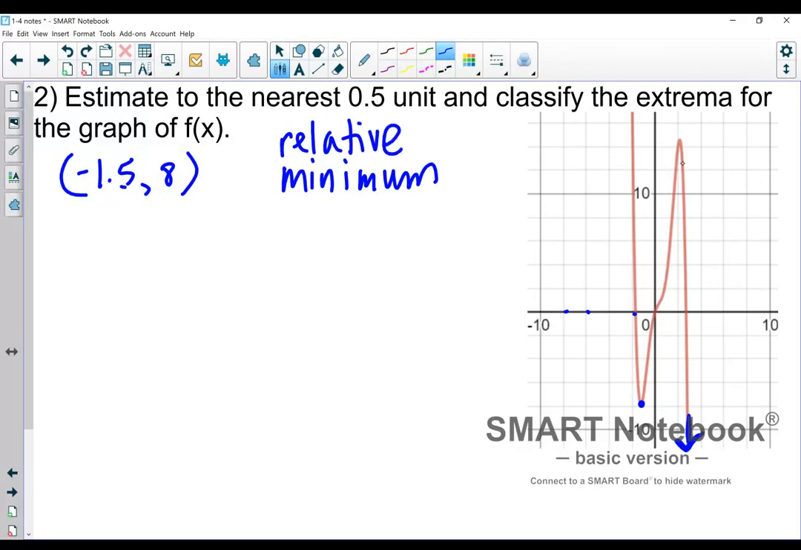So then I've got this point over here. And it's worth saying also that it's a relative minimum of 8 at x equals -1.5. I think that's a really good distinction.